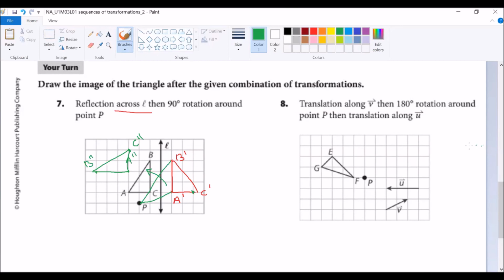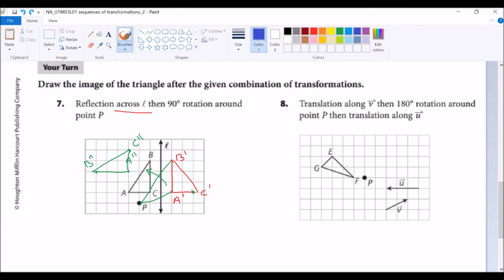Where am I? Here I am. Oh, let me delete that. Okay. So we're translating along the vector V, then 180-degree rotation around point P, then translation along vector U. So let's go with 3 different colors. Let's start with blue.